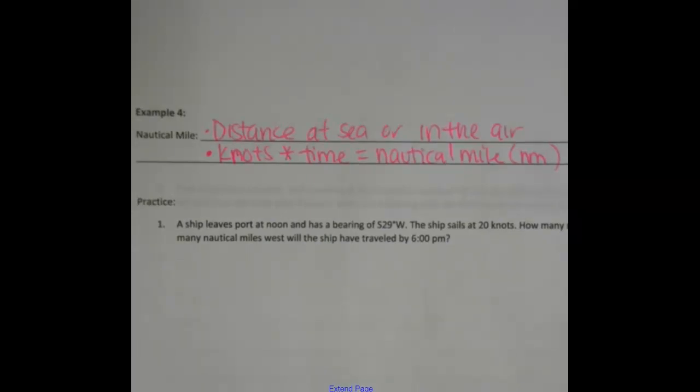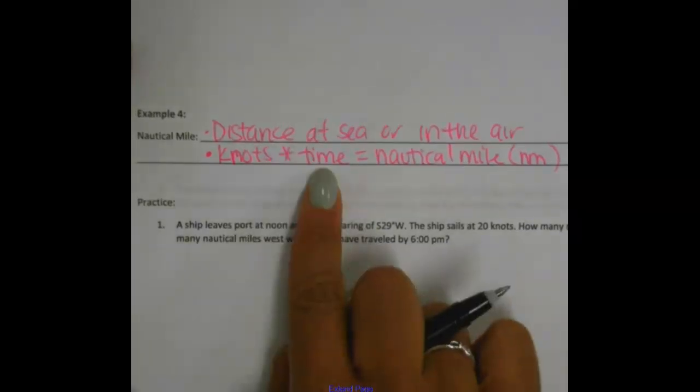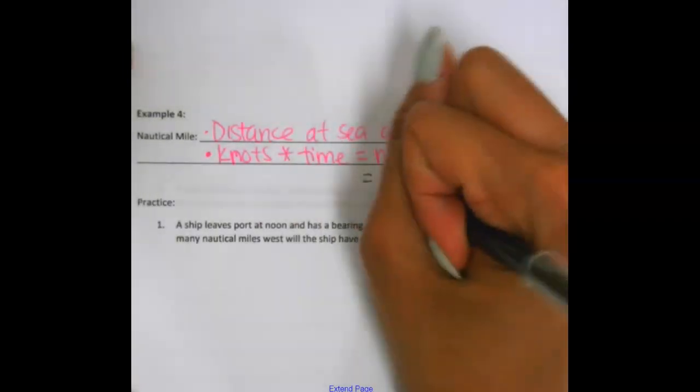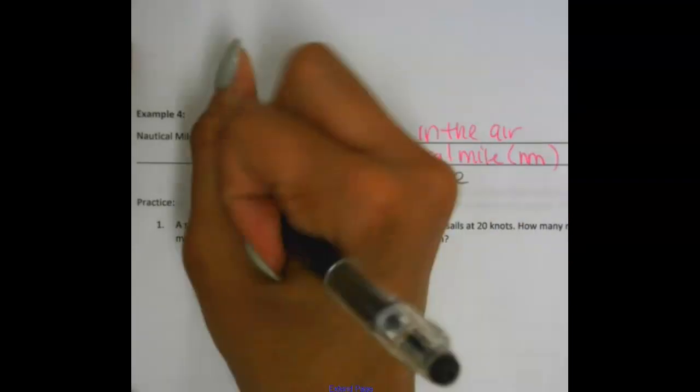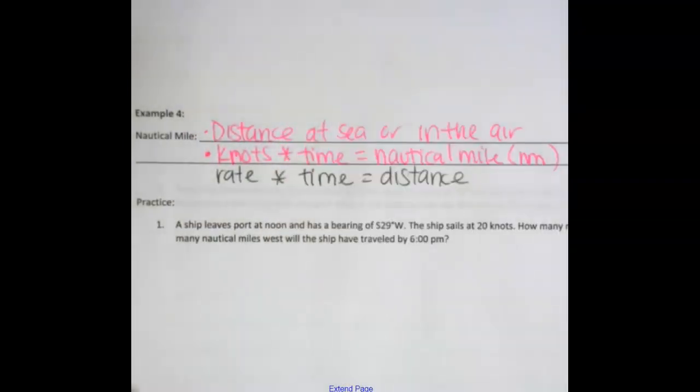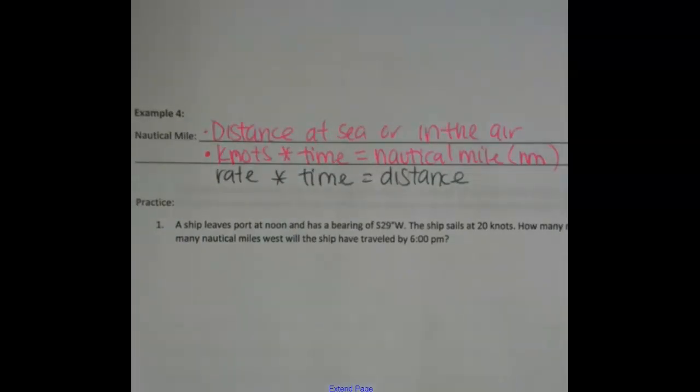Keep in mind, guys, that knots times time is just a distance formula. Knots is a rate, so it's a speed. And then time, of course, is just time. So we're still using formulas that you've seen back in Algebra 1. The only difference is we now just have knots and time. That's all for nautical miles. So we're going to do 2 quick questions. I'm going to do question 1 and question 3 with you.